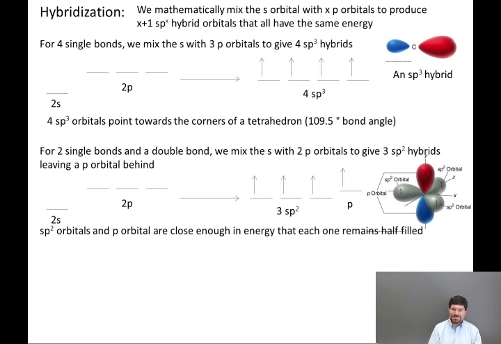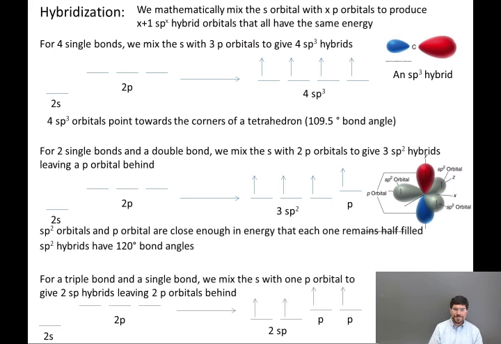You should note that the sp2 orbitals and the p orbital are close enough in energy that each one is going to remain half-filled. You're not going to pair up 2 electrons into one of the slightly lower energy sp2 orbitals. Because whenever you pair up 2 electrons into one orbital, you pay an energetic price called the pairing energy. The energy difference between the sp2 and the p is less than the pairing energy, therefore we keep all 4 of them unpaired.